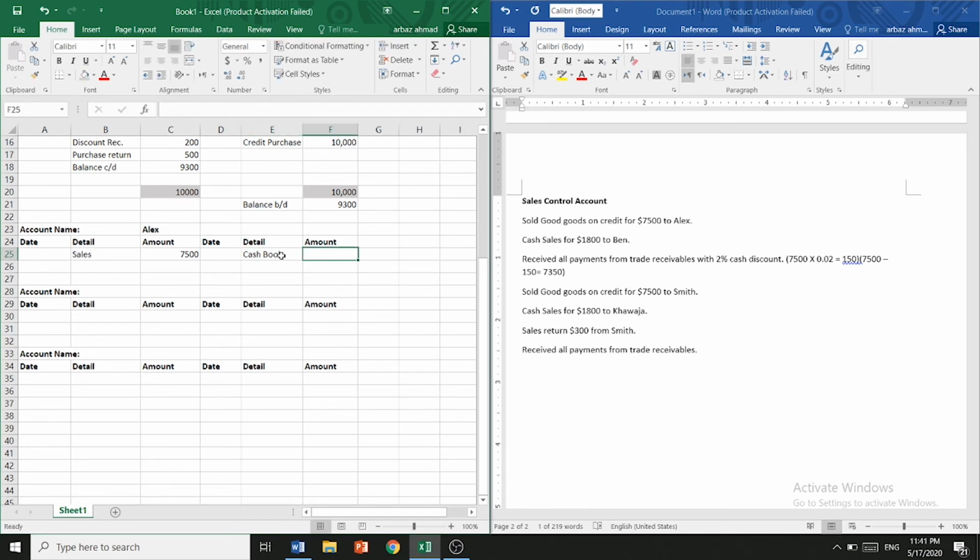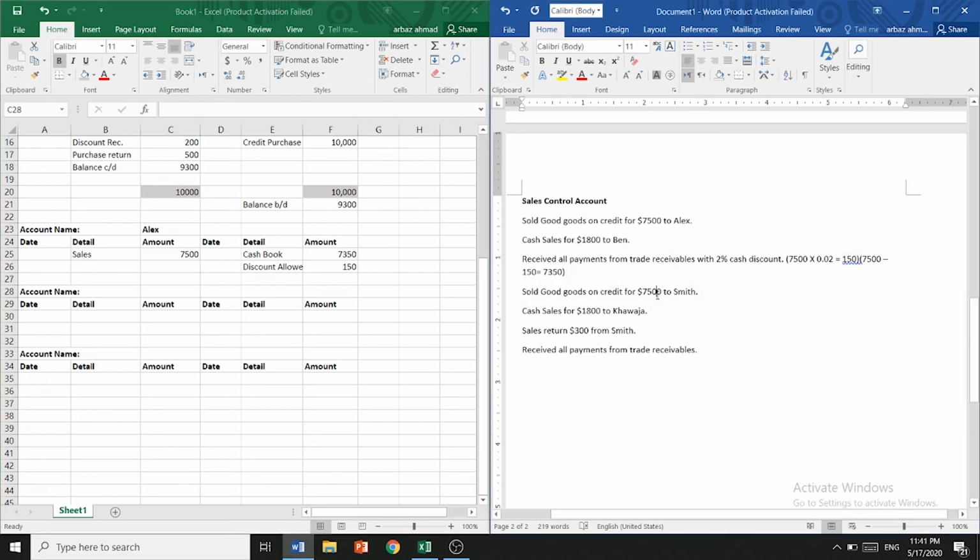And the total will be 7,500, right? No, wrong, it will be 7,350, and it will be discount allowed, 150. And then I will also have a discount allowed column account. But in this case I'm not having it, because again I mentioned I'm trying to make things as precise as possible. So let's move on with the Smiths.